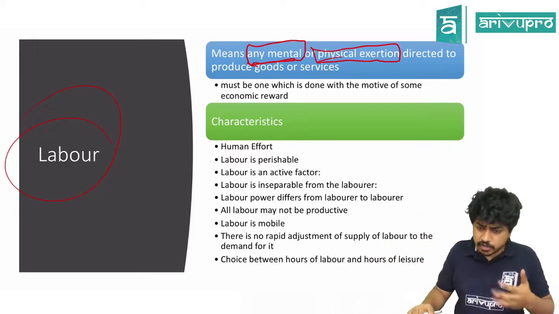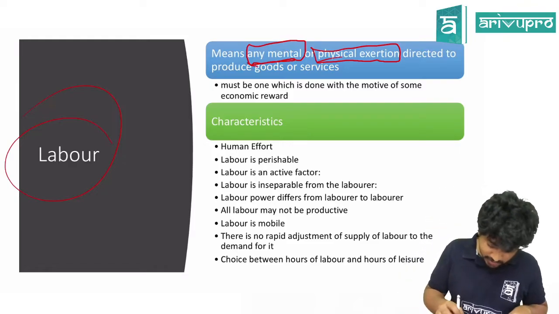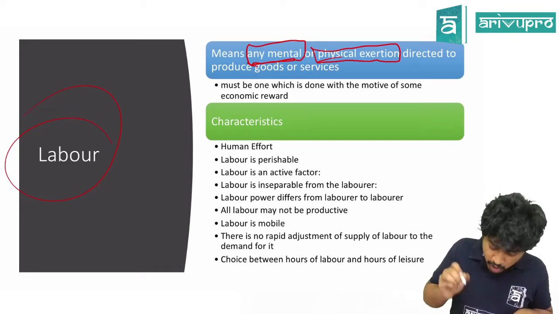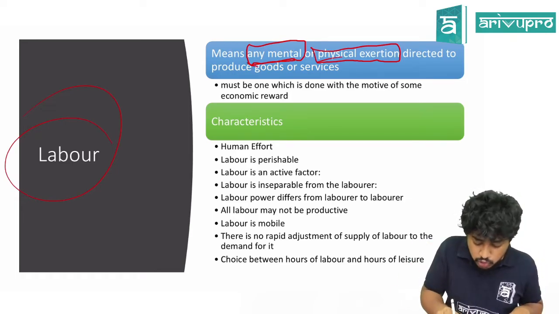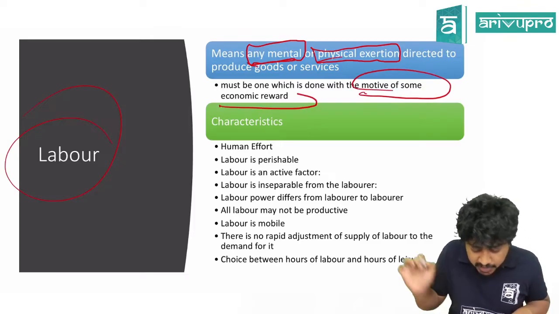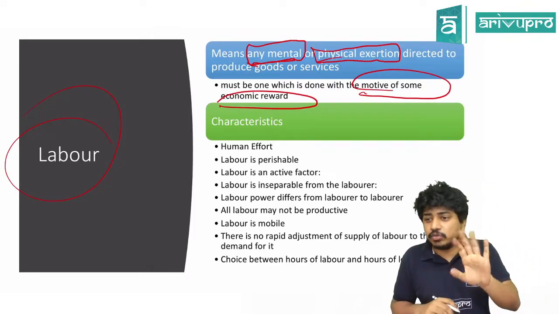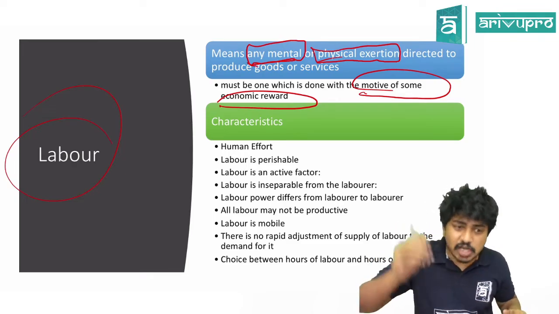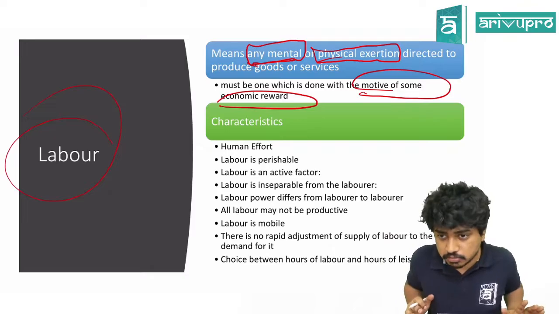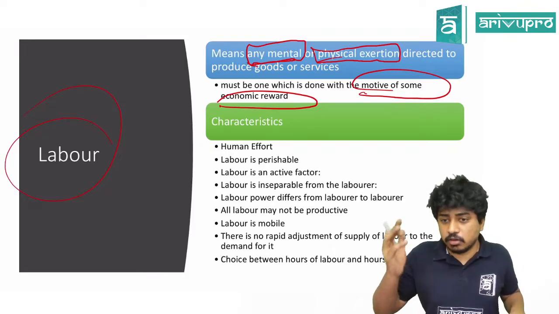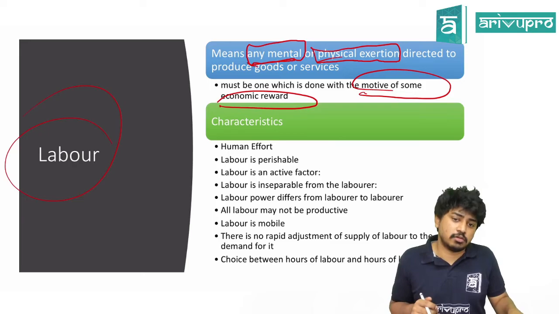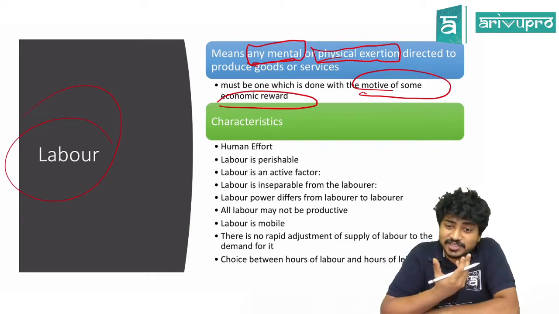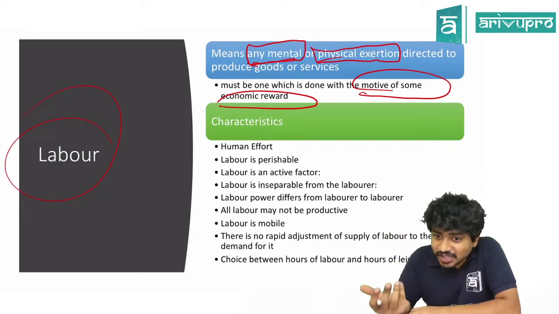Now, can we read the characteristics? One more thing here. Labor has one more condition, that is, you have to do physical or mental exertion with the motive of some economic reward. Money should be there, or not money alone, some reward should be there. If reward is not there, it's done for love, affection. Your mother or your dad is worried, will my son pass the EA foundation exam? That is also mental exertion only, no?